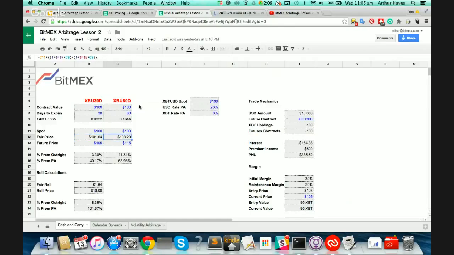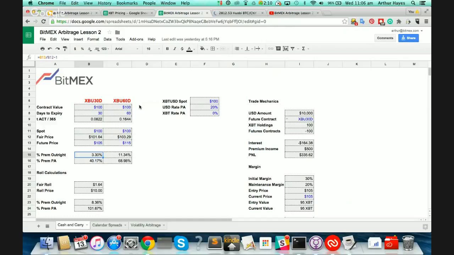Now, what you see is there's a difference between the fair price of the 30-day and the 60-day contract. And that's mainly due to the time value of money. You owe more money in 60 days at 20% per annum than you do at 30 days. As a result, the futures price will also trade at a different price in the future. So we have here $105 and $115 as an example. The first calculation that you want to make is what is, if any, the outright premium. So we'll see here for 30 days, we'll earn an outright 3.3%, and for 60 days, 11.34%.